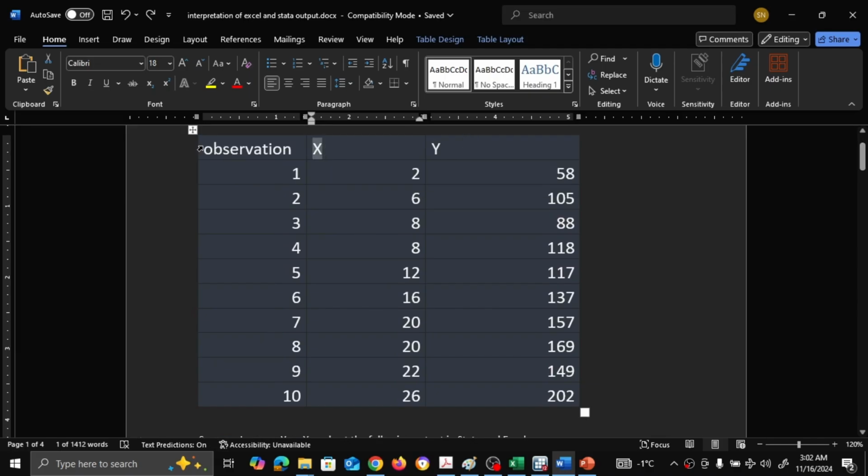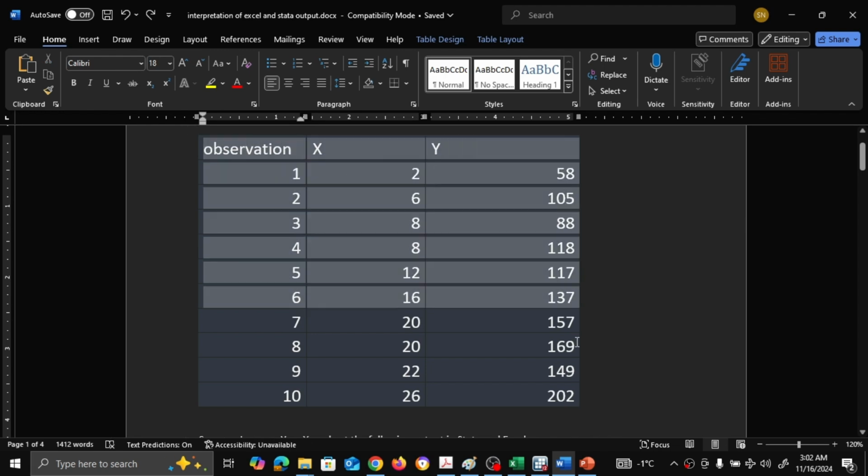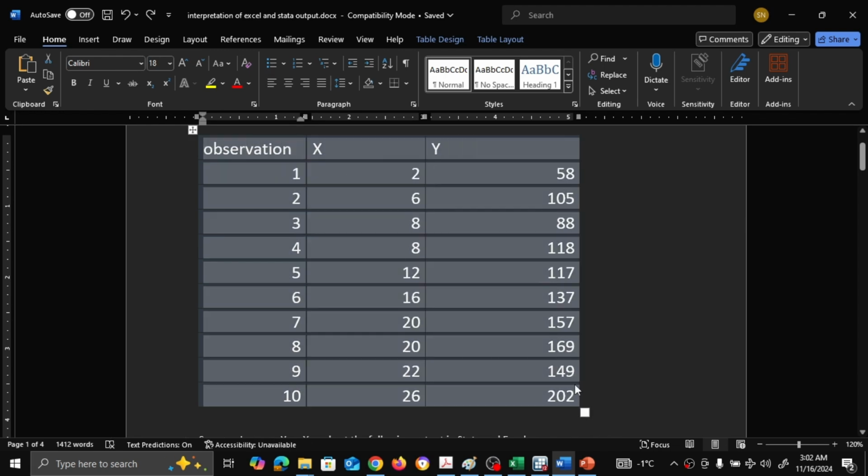So I just copy this table, and we'll do it both in STATA and Excel, this regression, and interpret the coefficients.